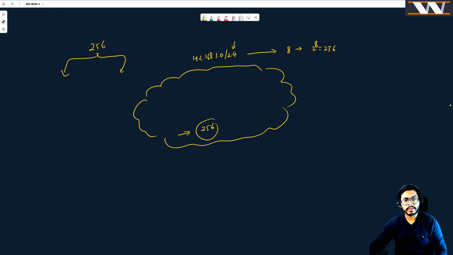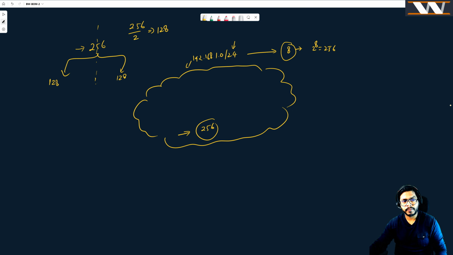And you can easily calculate that if you divide this number 256 into two parts, the left hand side of the network is going to have 128 hosts, because if you divide 256 by 2, you get 128. It is as simple as that. The right side of the network is also going to have 128. 128 what? 128 hosts. It is as simple as that. Because in this network, we had 256 hosts because 8 bits are reserved for the host.